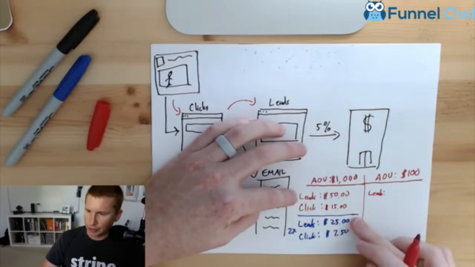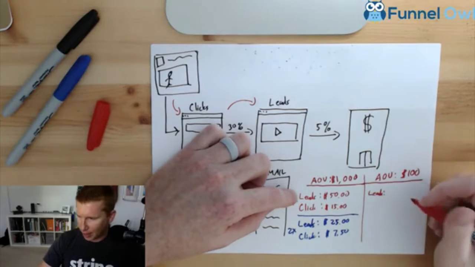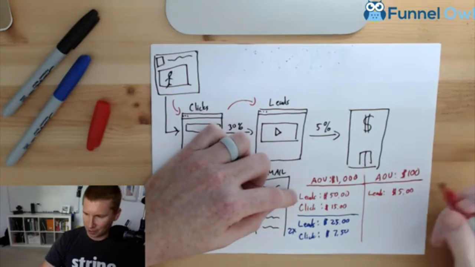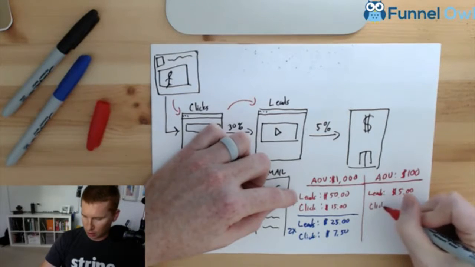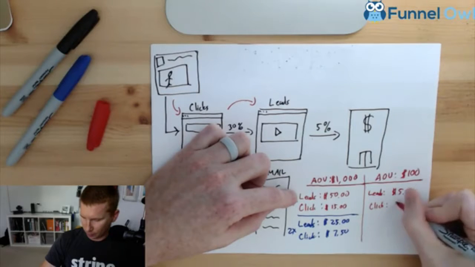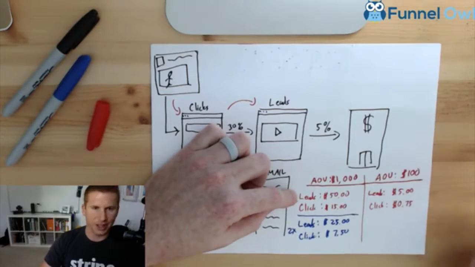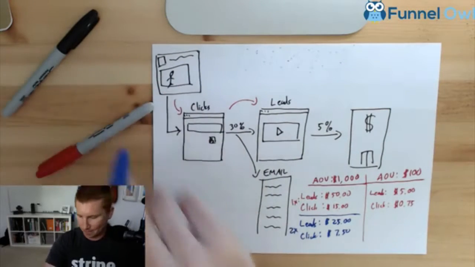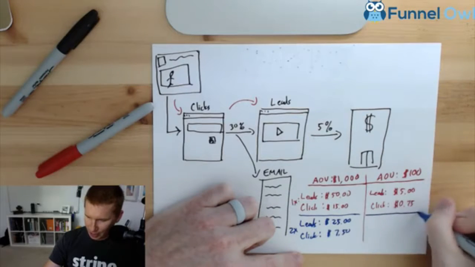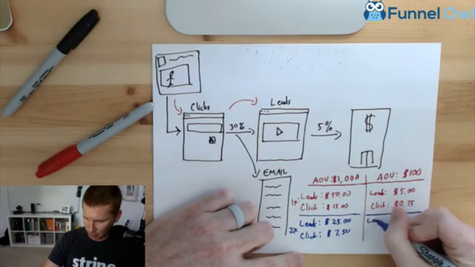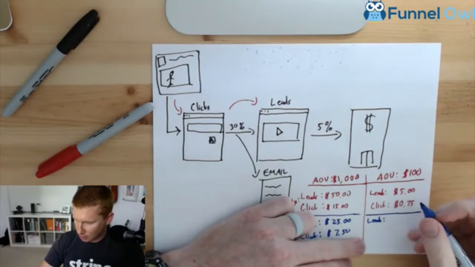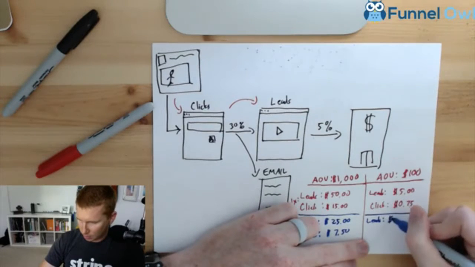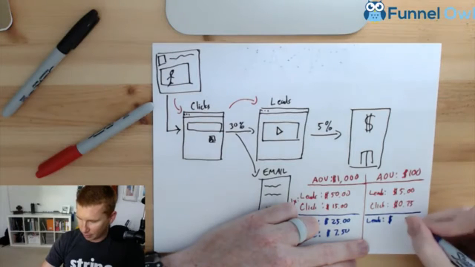So in this case, we just want to break even on our ads. We can pay $5 for a lead, and we can pay 75 cents for a click. That's it. Okay, so pretty big difference there. And let's say we want to get a 2x return on a $100 product.